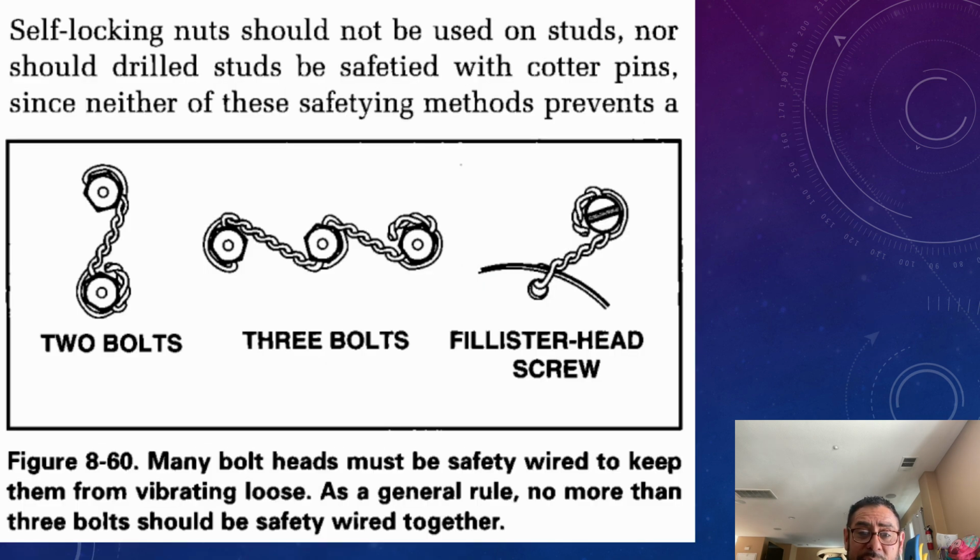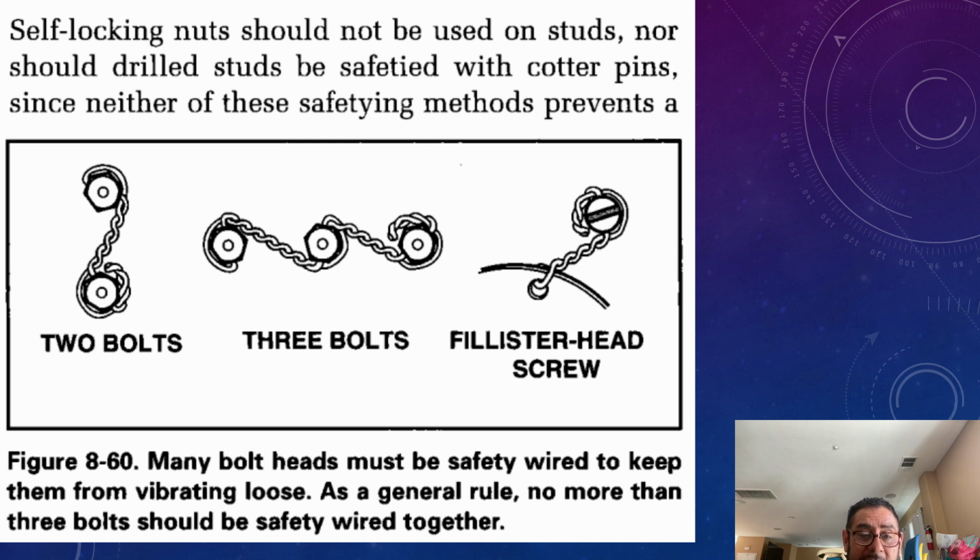Self-locking nuts should not be used on studs, nor should drilled studs be safetied with cotter pins, since neither of these safety methods prevents hardware from coming loose during vibration. Many bolt heads must be safety wired to keep them from becoming loose in general.